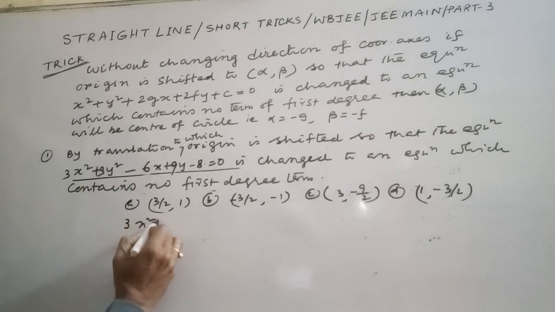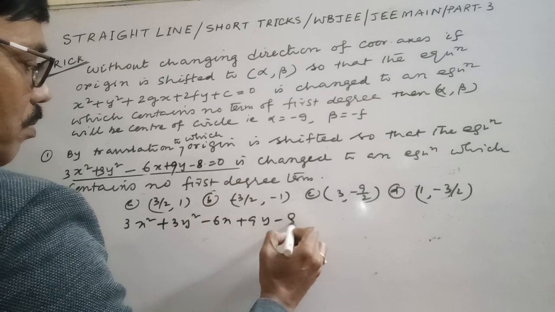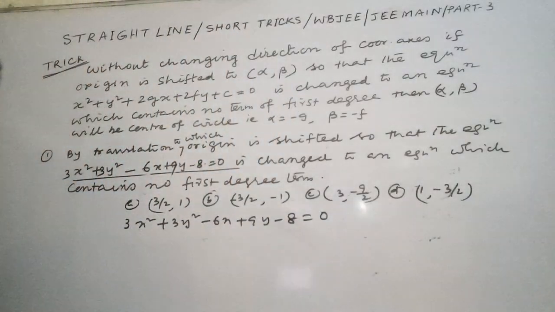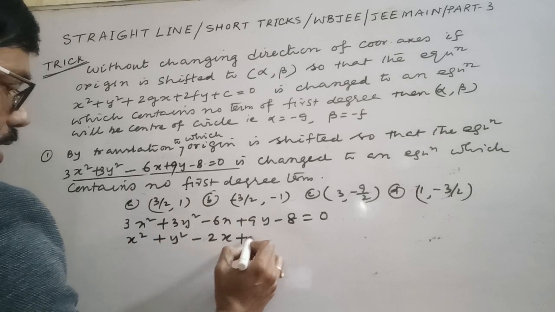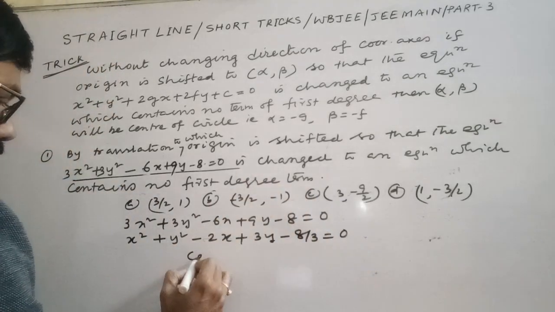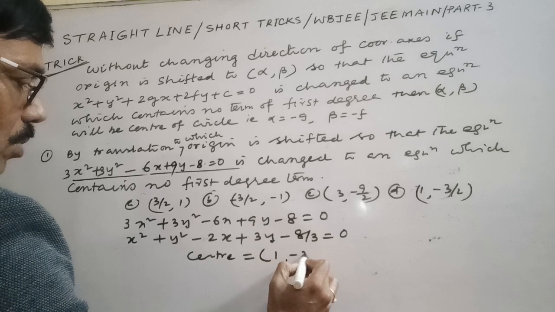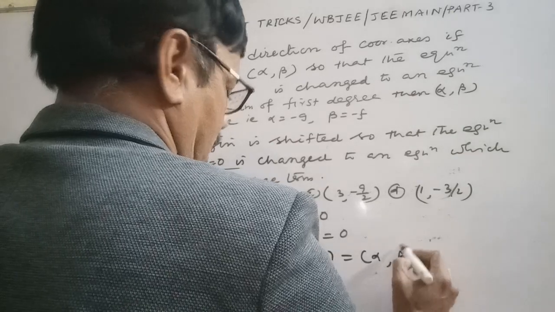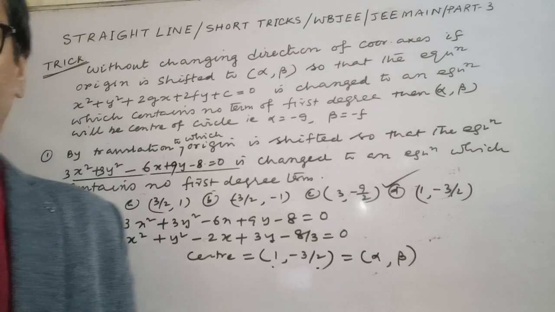Now, look, 3x square plus 3y square minus 6x plus 9y minus 8 equals 0. This is not the standard equation. So, put it in standard equation. Divide by 3. Then plus 3y minus 8 by 3 equals 0. What is the center? Divide the coefficient of x by 2, then change the sign. 1, minus 3 by 2. Center. So center to be shifted at 1 comma minus 3 by 2. So option D is correct.